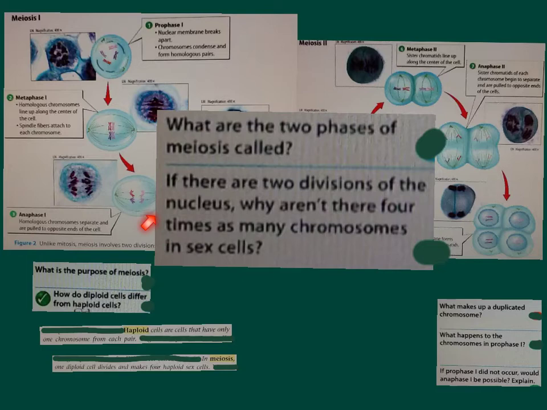The first one, what are the 2 phases of meiosis called? And the second one, if there are 2 divisions of the nucleus, why aren't there 4 times as many chromosomes in sex cells? So think about it. Answer either that one or that one, writing them both down in your science journal, please.